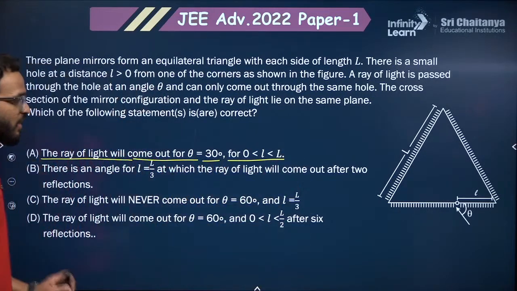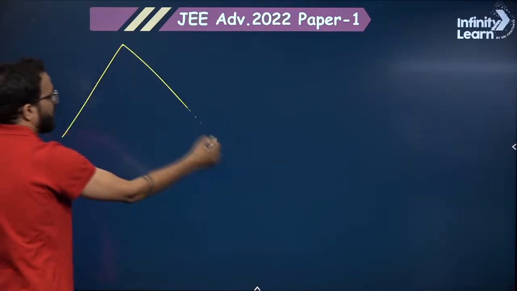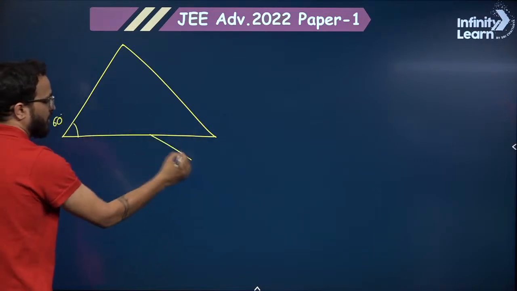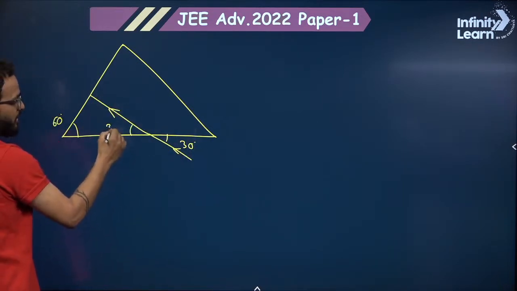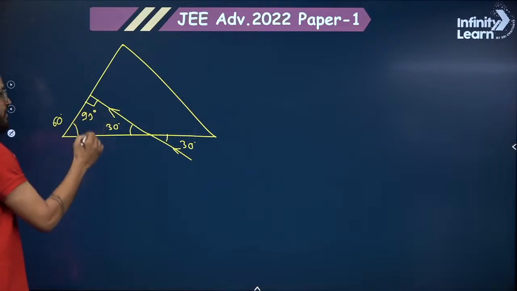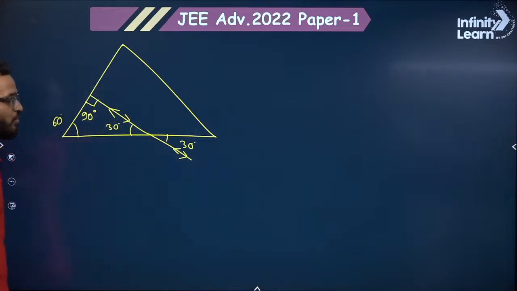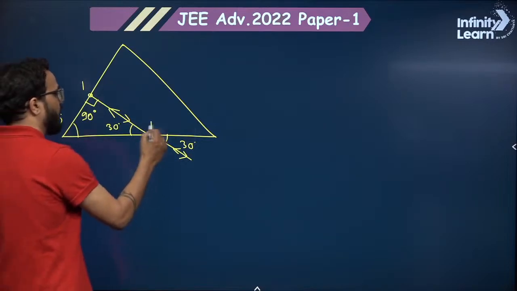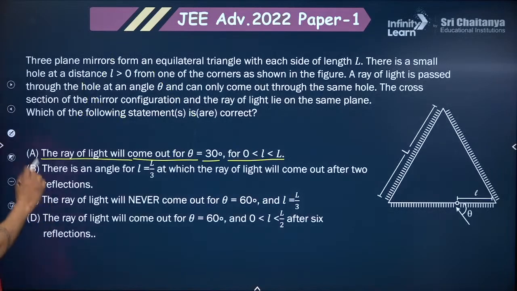Okay. See what happens. If theta is 30 degrees, this is very interesting. This is 60 degrees, right? So if theta is 30 degrees, it will go like this. Why? Because this will be 30 degrees, so this will be normal incidence, and if this is normal incidence, it will come back like this. So it will immediately come out of the hole just after one reflection here. Clear? So whatever be the value of L doesn't matter. If it is less than capital N, definitely it will return back. So I guess the ray of light will come out. So A option is correct.